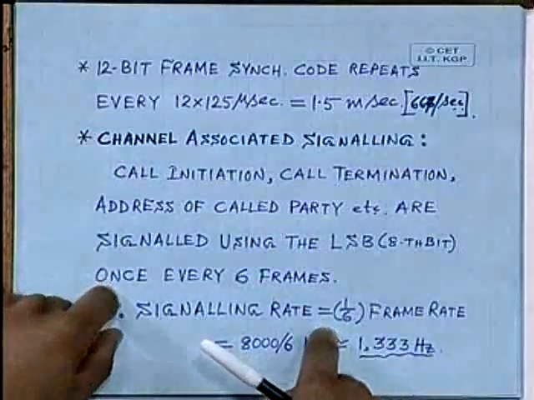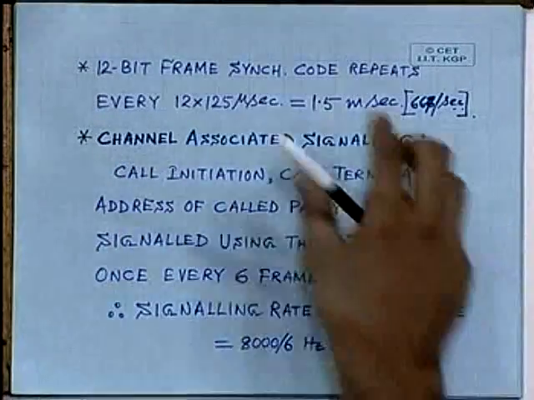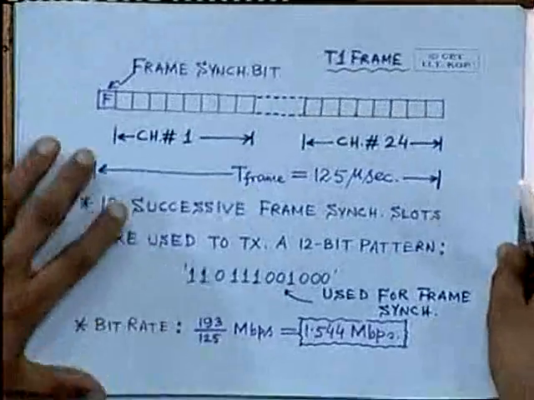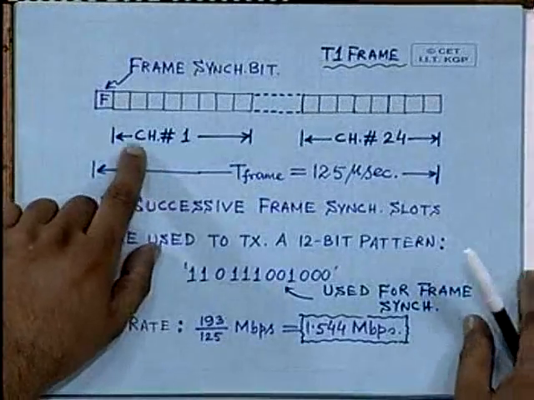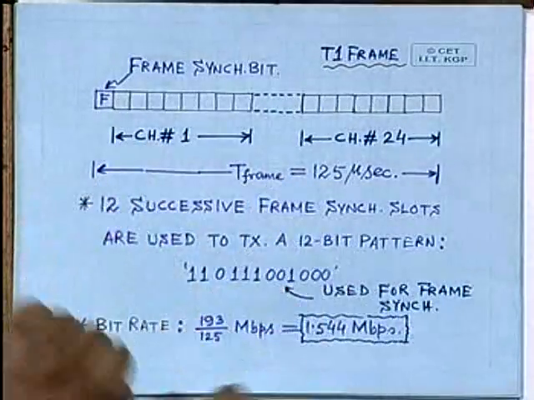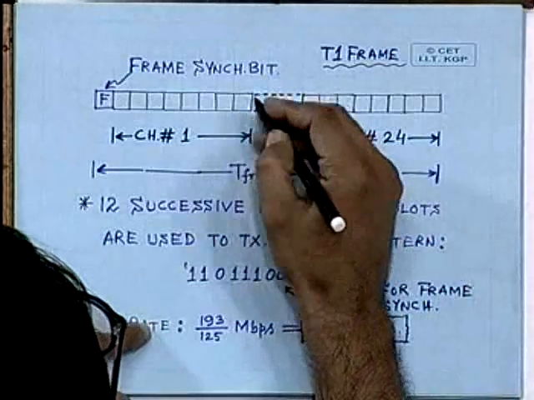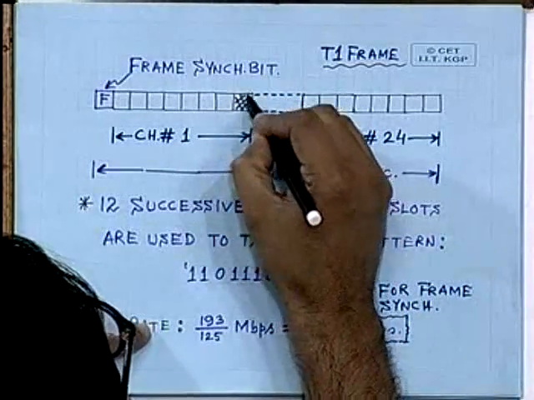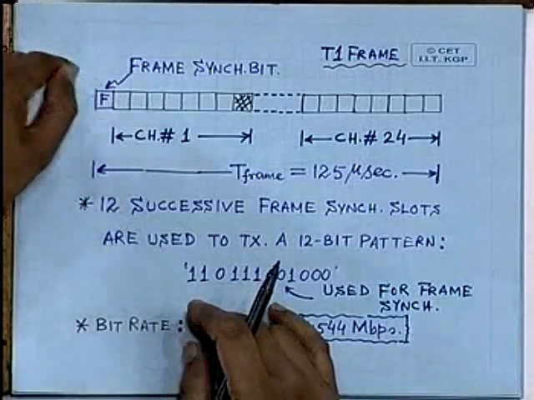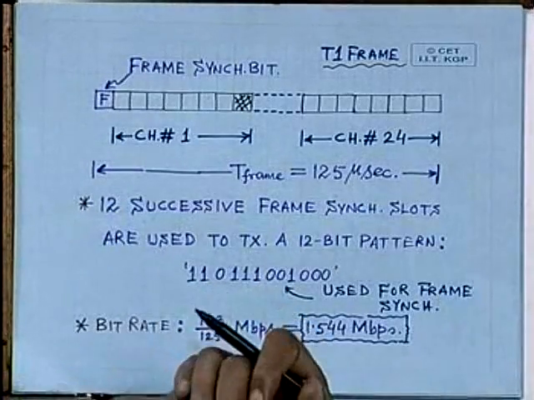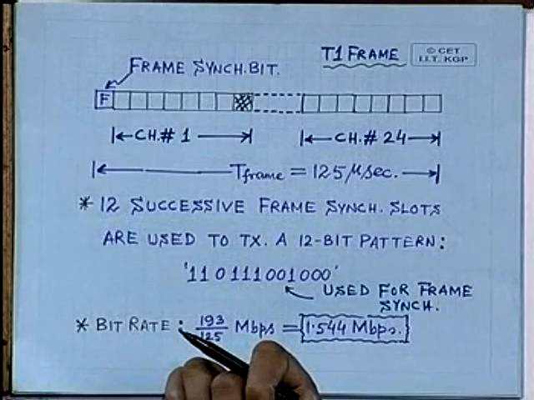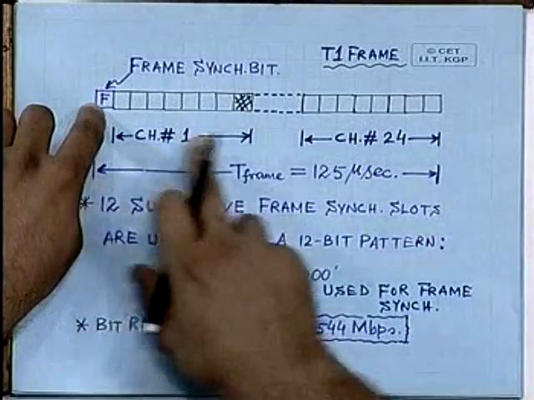The frame synchronization bit is also present as a signaling bit, isn't it? No, the frame synchronization bit is the first bit. This signaling bit is within that slot of 8 bits per channel. If user 1 is dialing a number, this LSB position will be utilized in the first frame, then in the 7th frame, like that. The frame synchronization bit is always present.